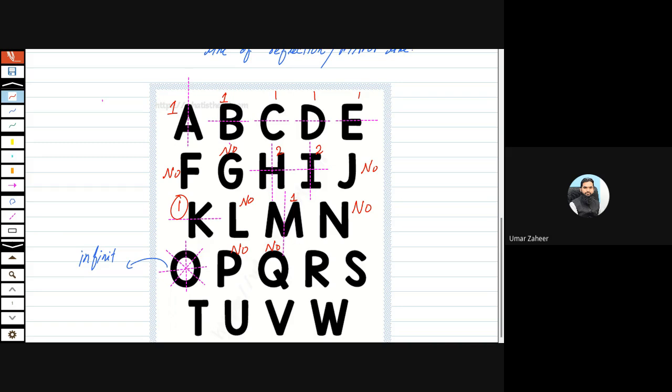In R? Sir, no line of symmetry in R and S as well. We don't have any line of symmetry in R or S. T will have a vertical line of symmetry, so one line of symmetry here. In U we have a vertical line of symmetry, in V vertical, in W vertical. So we have one line of symmetry in U, one in V, and one in W.